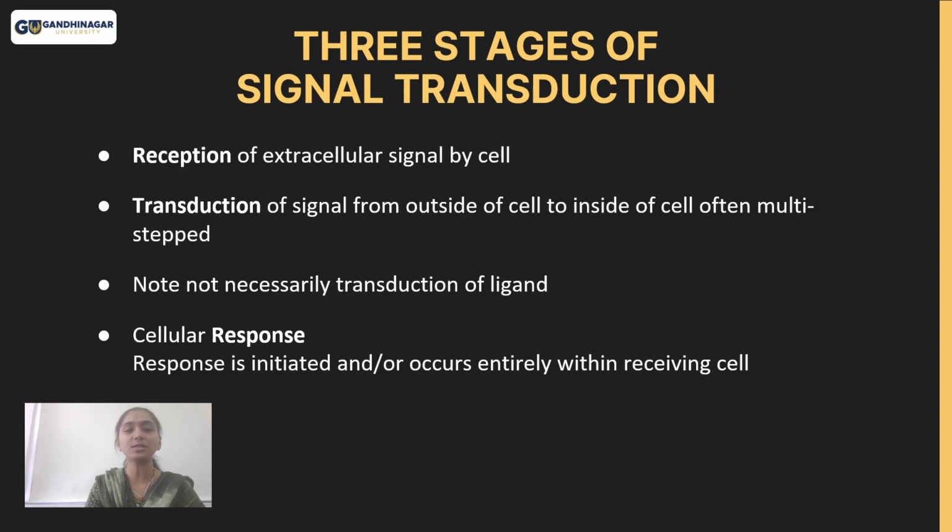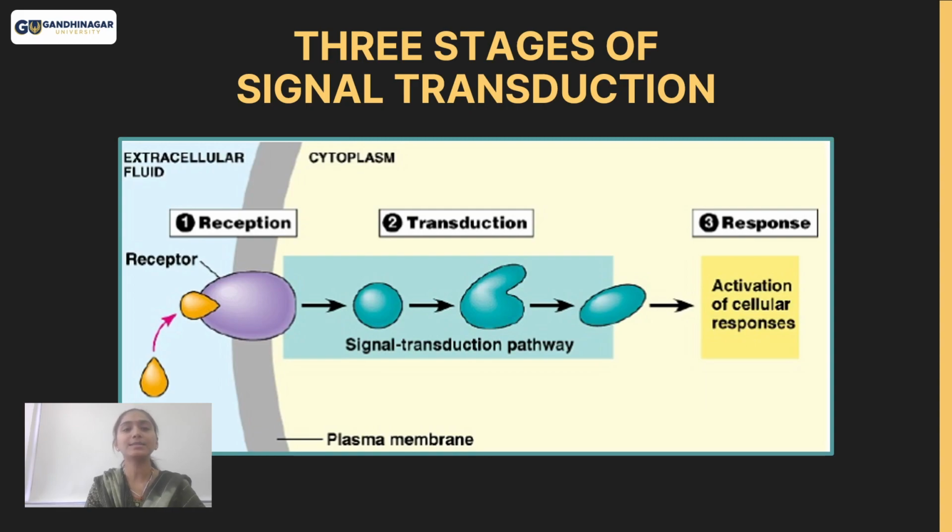First is reception of extracellular signal by cells. Second is transduction of signal from outside of cell to inside of cell, often multi-step. Note that necessary transduction of ligand, cellular response, the response is initiated and occurs entirely within the receiving cells. Here, there are mainly three stages which are involved in the cell signaling pathways.